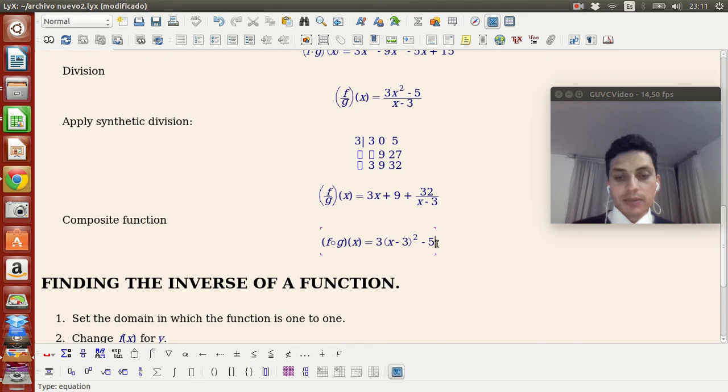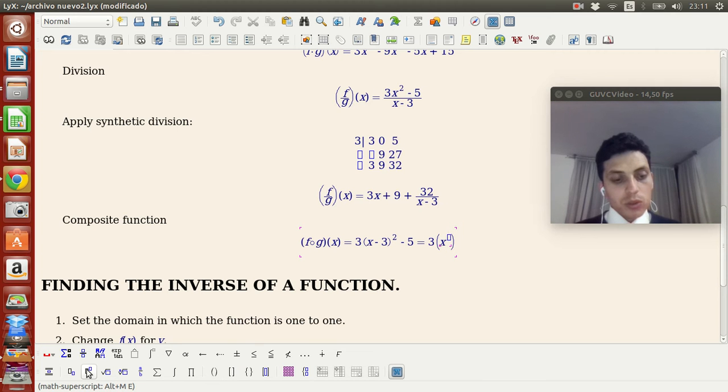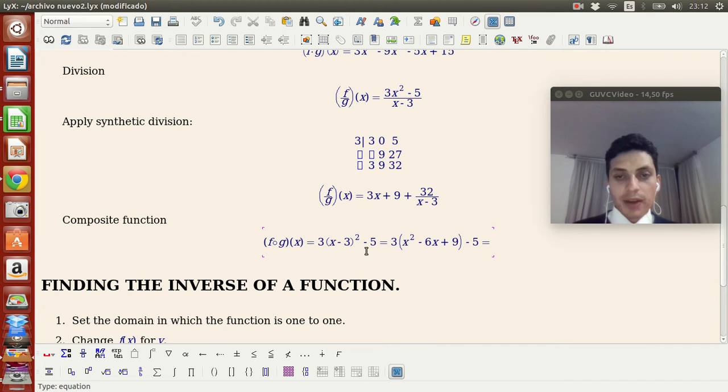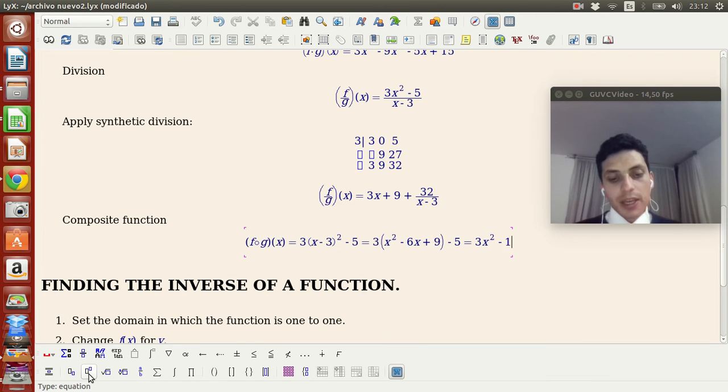Now let me simplify it. This is a perfect square trinomial, so we have 3 factor of x to the second power minus 3 times 2, 6x plus 9, minus 5. And let me simplify the parentheses. 3x squared minus 6 times 3, 18x, plus 3 times 9, 27, minus 5.